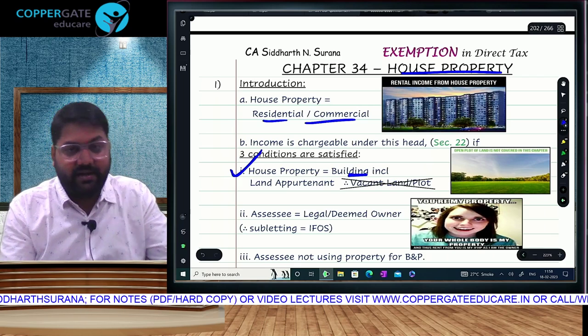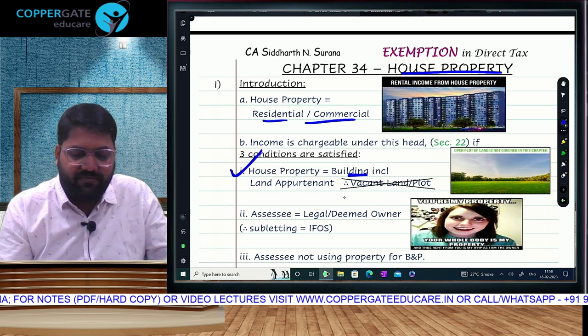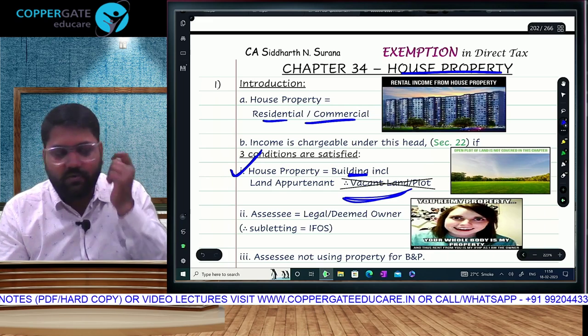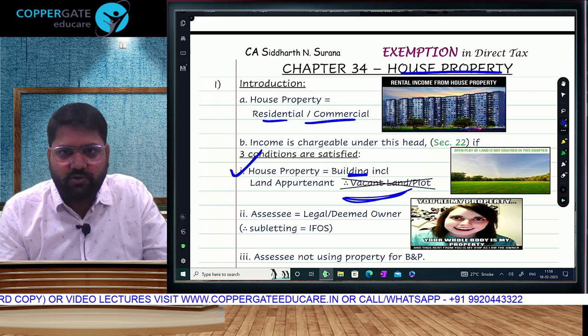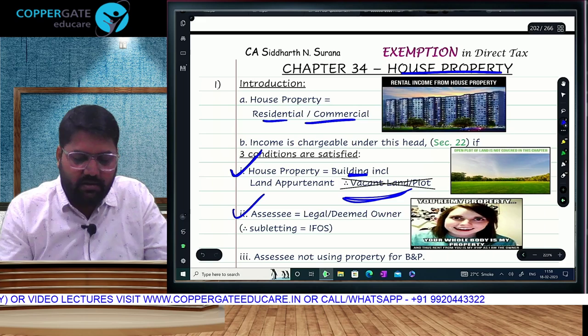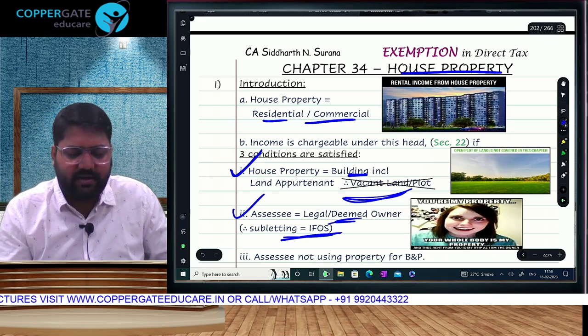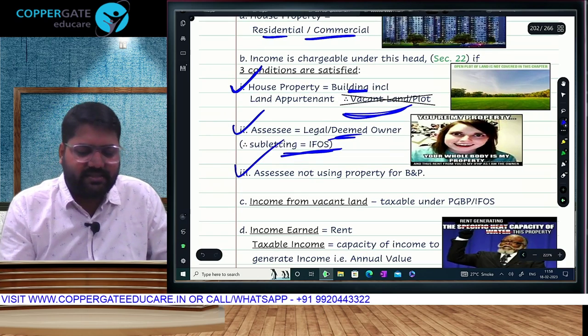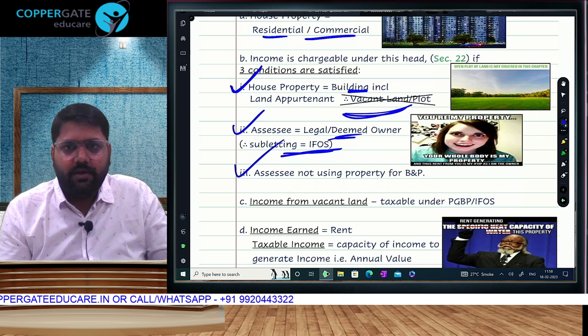First there has to be a property. There has to be a building. It can include land or exclude land, but first there has to be a building. Only if there is only a vacant land, then it is not going to be covered. There has to be a building. Assessee has to be the legal or deemed owner. He can be actual owner or deemed owner, because subletting will be taxable under IFOS. And this property should not be used for the purpose of business or profession.